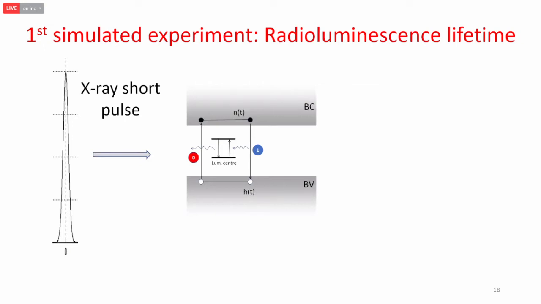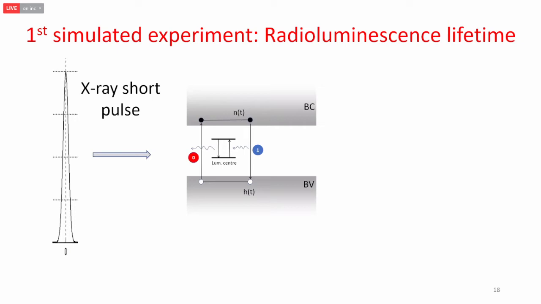So the first experiment we did, I forgot to see how many times I still have. 6? Okay, so I'm just gonna show this example. So the first experiment we did is we simulate an X-ray pulse. How we did that?